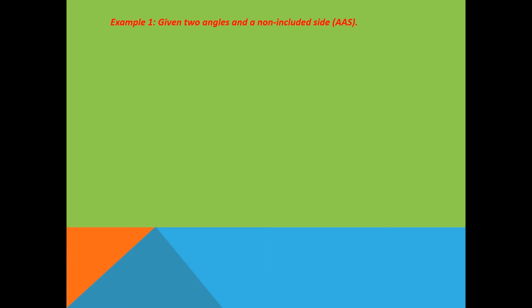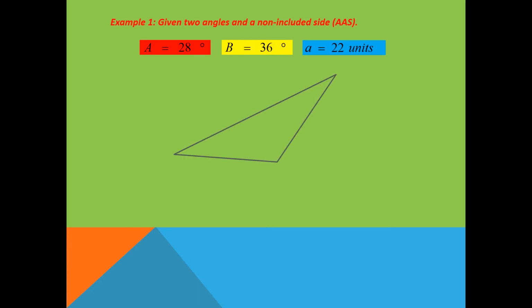Example, given two angles and a non-included side: angle A is equal to 28 degrees, angle B is equal to 36 degrees, side A is equal to 22 units. We have this triangle. 22 units is the non-included side because C is the included side of angles A and B. And required, we need to find the angle C, side B, and side C.